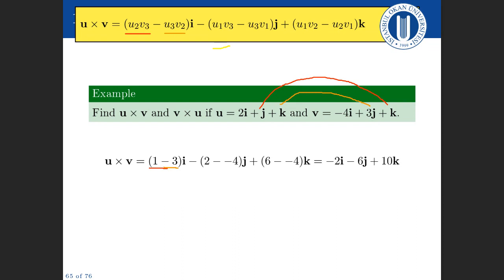And then it's U1 V3. U1 is 2 and V3 is 1, so 2 multiplied by 1. U3 V1, 1 multiplied by minus 4 to give minus 4, and so on. U1 V2, 2 multiplied by 3, and then finally it's U2 V1. One multiplied by minus 4 to give minus 4. We end up with minus 2i minus 6j plus 10k.